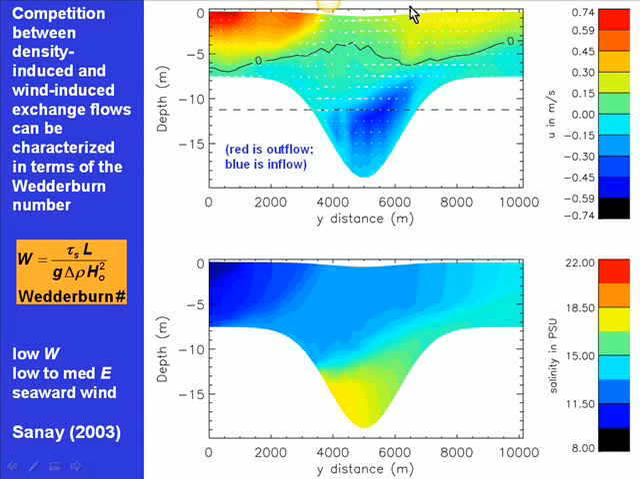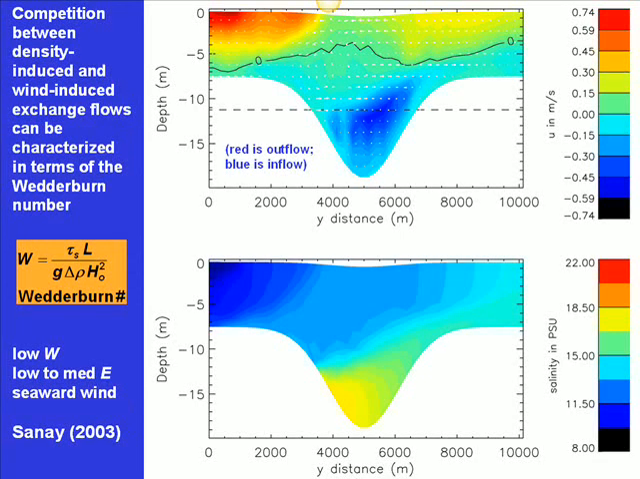And in this case, the wind is blowing in the direction of the outflow, that is toward us, and it's blowing weakly. So that's why it's reinforcing the density-driven exchange flow, and it's causing some mixing at the surface. If you look at the salinity distribution here, this is probably caused by that weak mixing, this uniform layer in the upper 4 or 5 meters. So that's for a weak wind going in the same direction as the density-driven outflow. So this would be a case of a low to medium Ekman number and low Wedderburn number.